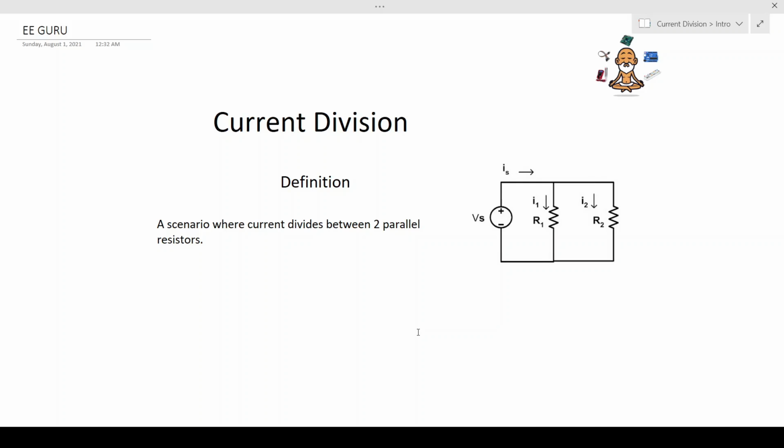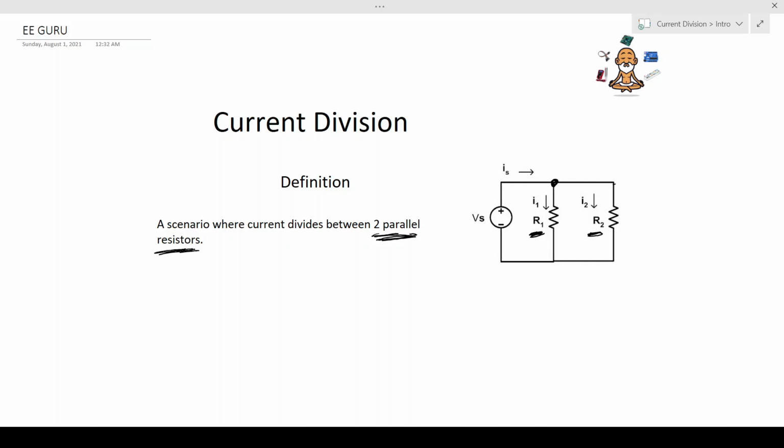So current division is a scenario where current divides between two parallel resistors. And this is an important point to highlight: we can only use the current division equation when we have two resistors in parallel. So in this circuit right here, we have R1 and R2. These are two resistors in parallel. This is a node. We can use the current division equation in this scenario.